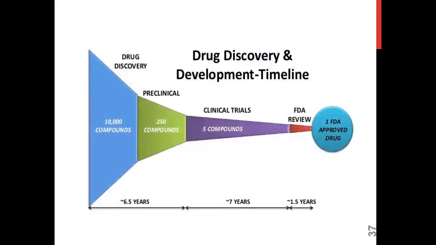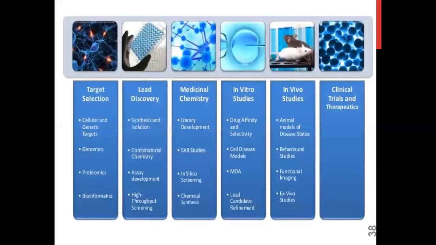drug discovery. This particular slide explains the drug discovery and development timeline, which is an inverted funnel. There are 10,000 compounds thought of for further study, of which 250 go to preclinical trials. Further, in clinical trials, 5 compounds come. It is just an overview to show how the development goes on, and then the drug is approved by the FDA, and one FDA-approved drug comes to the market for therapeutic use.